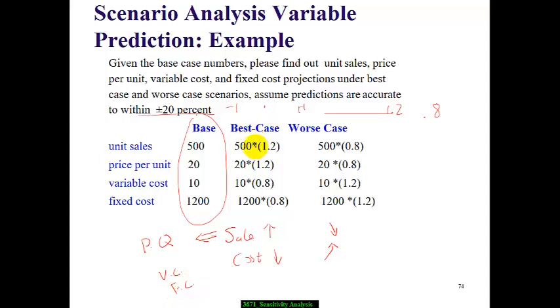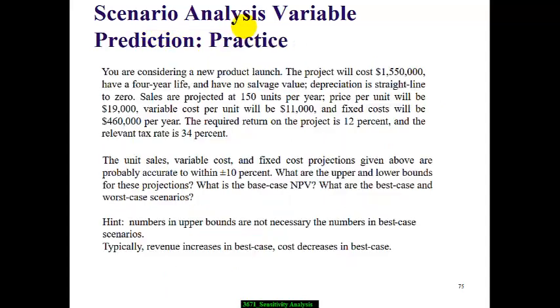So in the best case, the sales go up, so we times 1.2. The price also goes up, while variable cost and fixed cost all go down. Things will be flipped for the worst case. Okay? So that's our scenario analysis example.